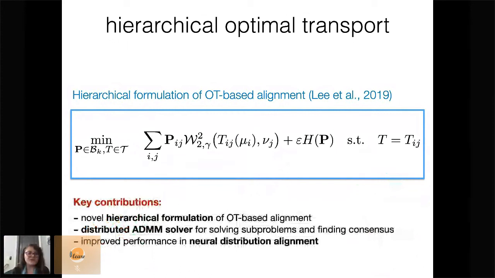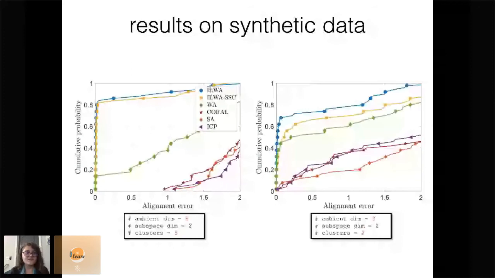So the key contributions of this work, which was a paper at this past NeurIPS, were this hierarchical formulation of OT. We also have a distributed solver. We have both MATLAB and Python implementations if you're interested in testing it out. And we also show improved performance in neural distribution alignment. This is just some results on synthetic data showing that HiWA, which is our method, hierarchical Wasserstein alignment, which is the blue on top, provides major benefits over just a simple Wasserstein alignment, meaning if you weren't to leverage this clustered structure within the data.